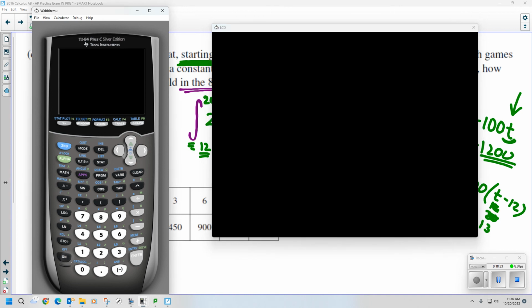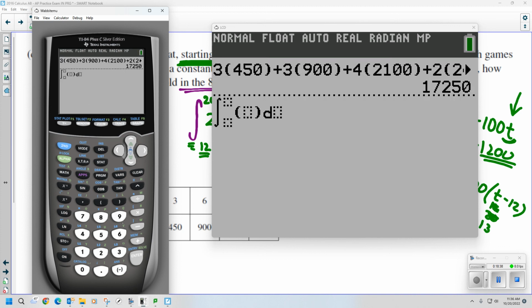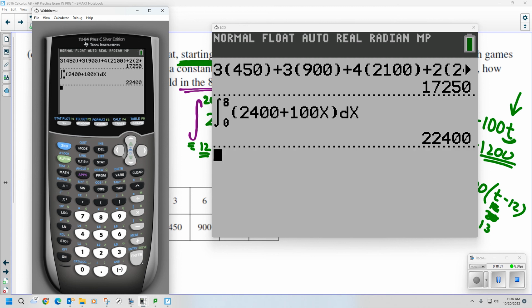Let's turn this on. I'm going to go to Math 9. And I'm going to do this from 0 to 8. And I'm going to do 2,400 plus 100x dx. And I'm going to hit enter. I should get 22,400. That's the answer.